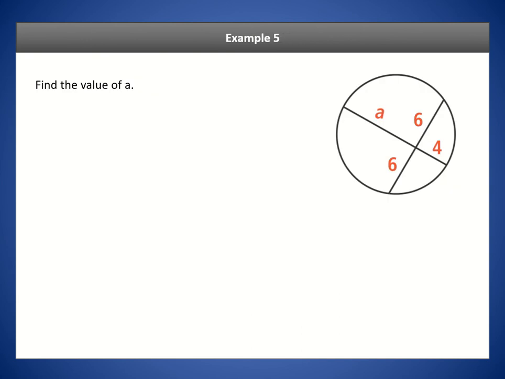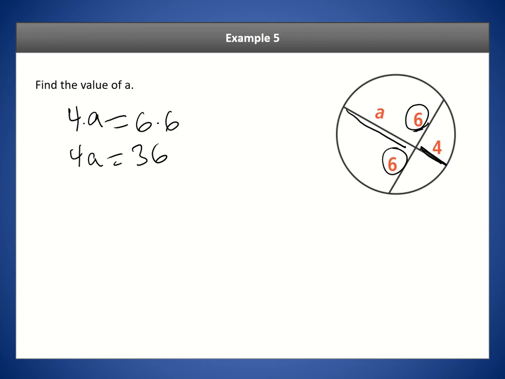All right, so let's use the theorem here. So we want the value of a. So if we want to do that, we take the product of each side. So a times 4, and then 6 times 6. So we have 4 times a has to equal 6 times 6. So we got 4 times a equals 36, divided by 4 on both sides. We get a is equal to 9.